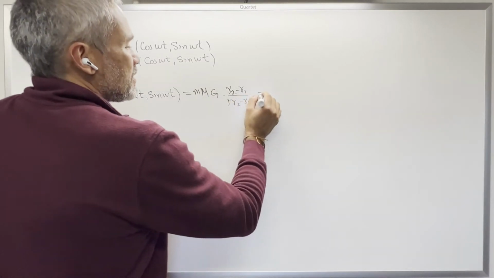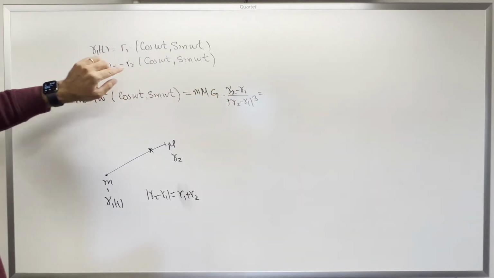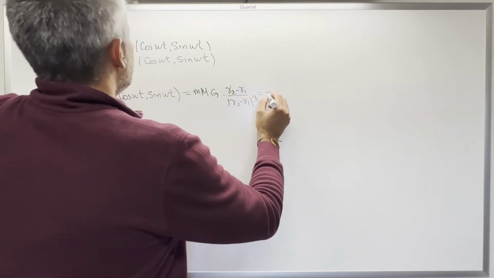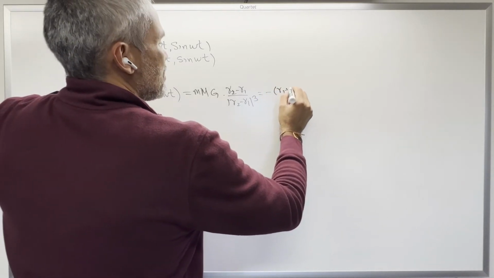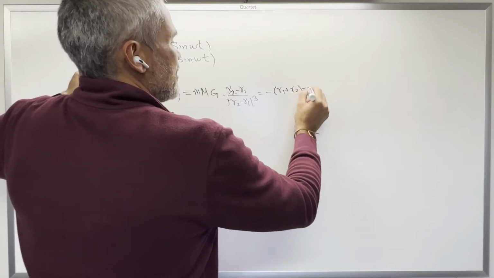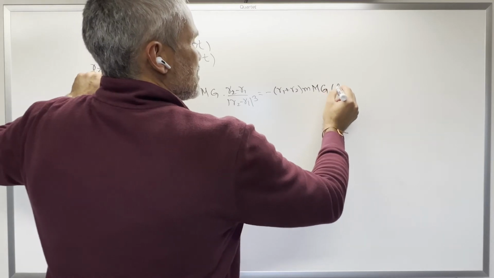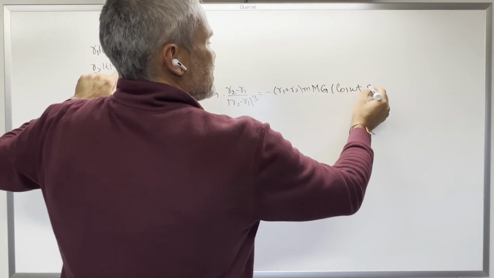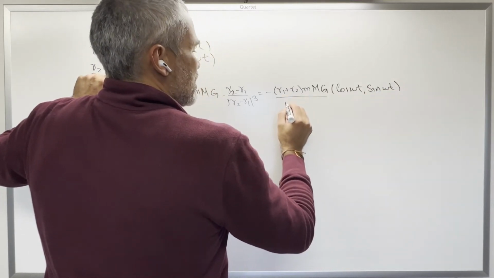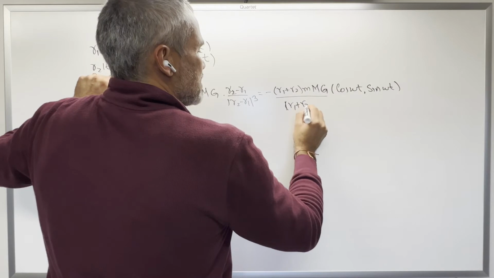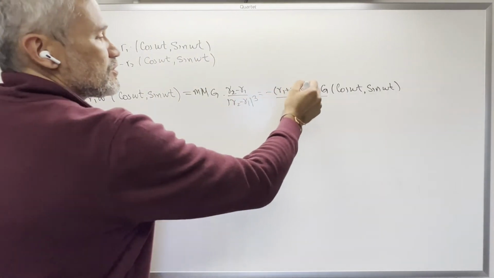Right? And then when I do this gamma 2 minus gamma 1, I get a negative r1 plus r2 times M times the gravitational constant times cosine of omega t, sine of omega t over r1 plus r2 cubed. Right? We can cancel an M here in this equation.